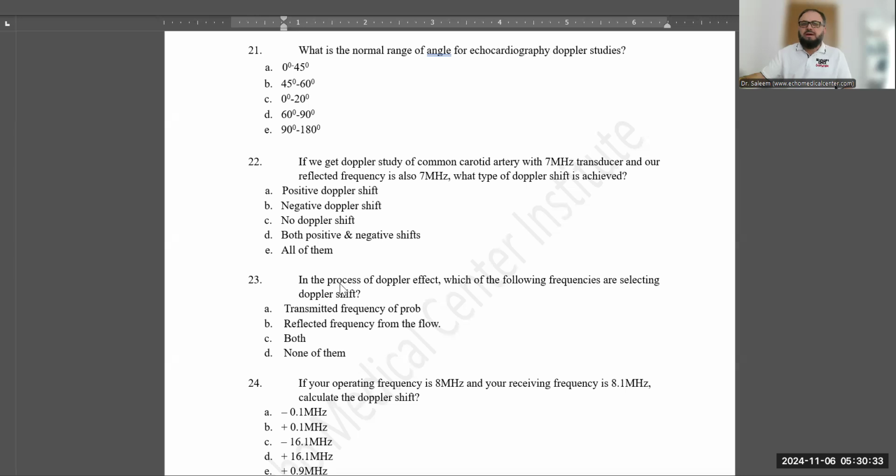Okay. In the process of the Doppler effect, which of the following frequencies selects the Doppler shift? When we get a Doppler shift, is it a positive or negative Doppler shift? Which one will be the dominant? If we can call it negative or positive, what do you think? Correct. B is the correct answer. That is the reflected frequency. If we receive more, it's a positive Doppler shift. If we receive less than the operating frequency, that's a negative Doppler shift. Correct.